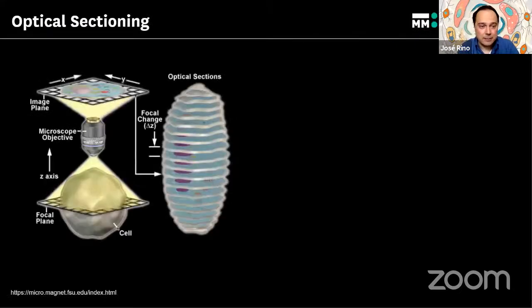Of course, to acquire a 3D image of the sample, what we need to do is to acquire a series of images of slices through your sample. So ideally, you take an image of a single focal plane, and by moving the objective up and down, you can acquire a stack of optical sections, of slices through the sample. We call this a Z-stack.